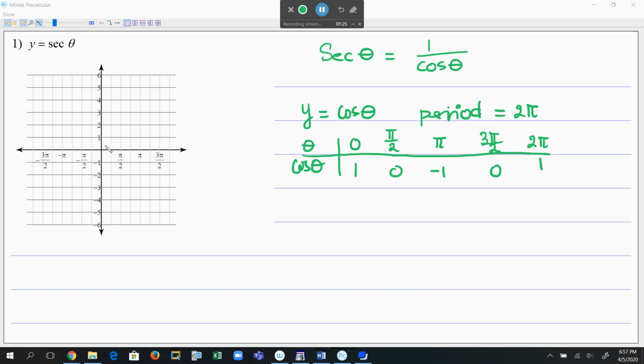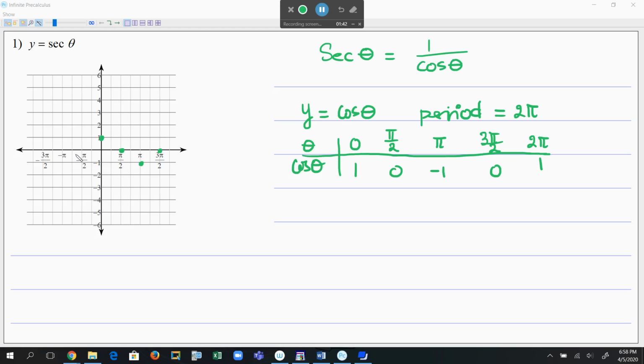So we'll go ahead and graph the cosine graph. So 0, 1, pi over 2, 0. We'll plot the point pi, negative 1, and 3 pi over 2, 0. And 2 pi, 1 will be here, but the window is not big enough. So I'm going to go to the left-hand side.